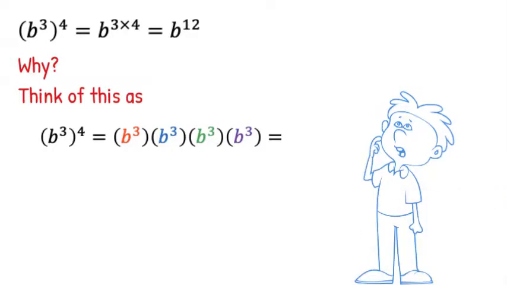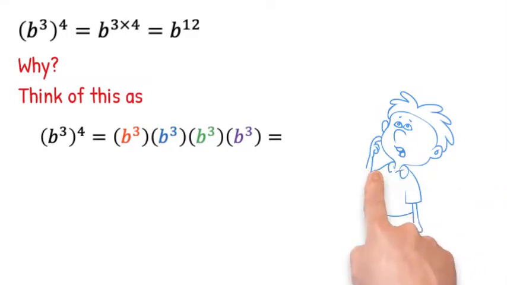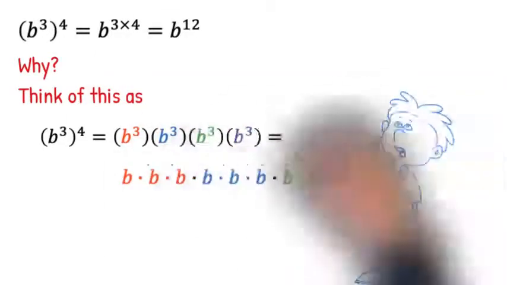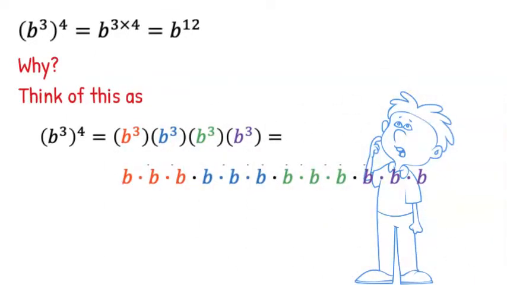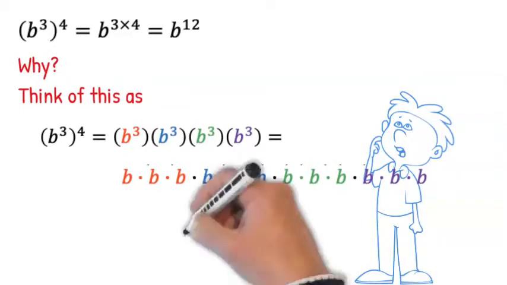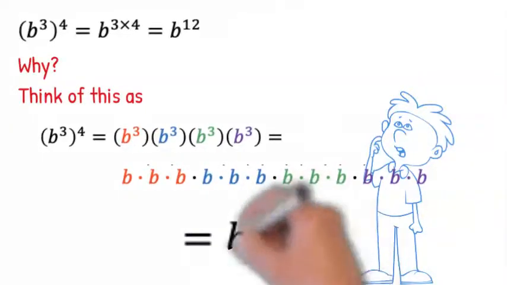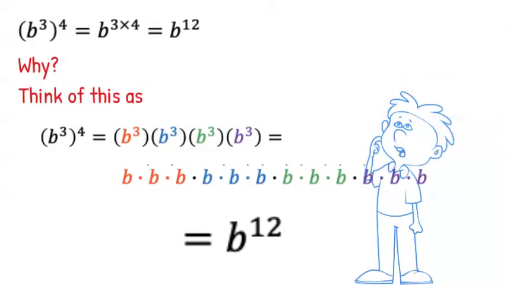b to the 3 times b to the 3 times b to the 3 times b to the 3. We can then expand each of these b to the 3's to be b times b times b. How many b's do we have here? 12. So this is b to the 12.